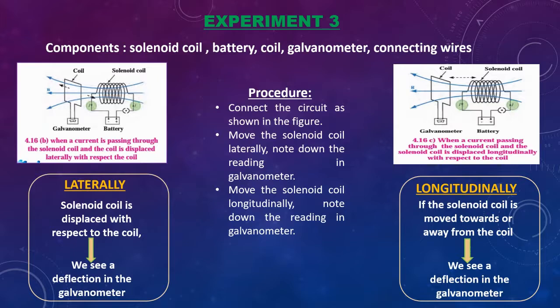We see a deflection in the galvanometer. So again, when this solenoid coil is moved longitudinally, a deflection in the galvanometer is seen. That means in both these cases, the galvanometer is deflected. So the current passes through this coil, right? The pointer in the galvanometer shows the deflection. That means some amount of current is passing through the coil, and that is why this galvanometer is showing this deflection.